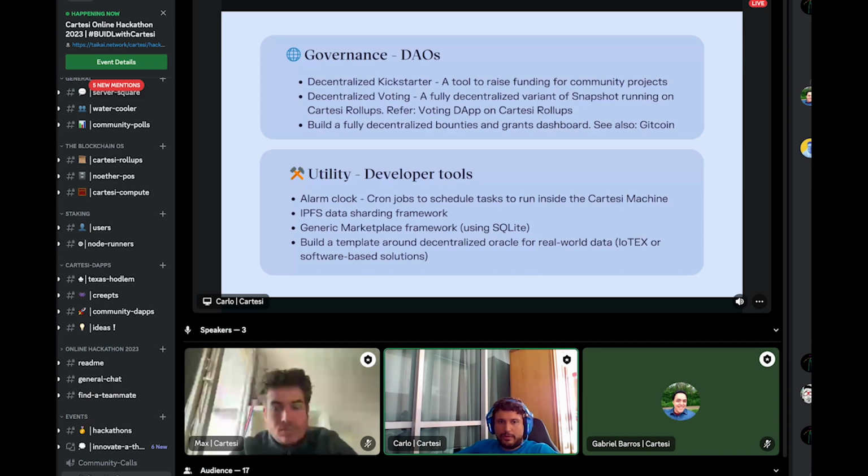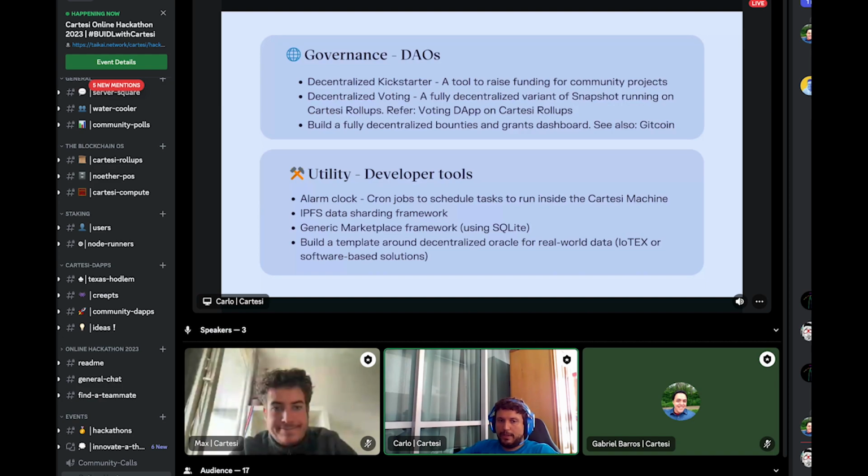And you can build all sorts of cool utilities for DevOps to use as well. IPFS is a really good solution for storing things in a decentralized fashion, but it lacks the protocols to ensure data availability. So if you want to do some data sharding technique using Cartesi and IPFS combined, it's something really cool that we're interested in.